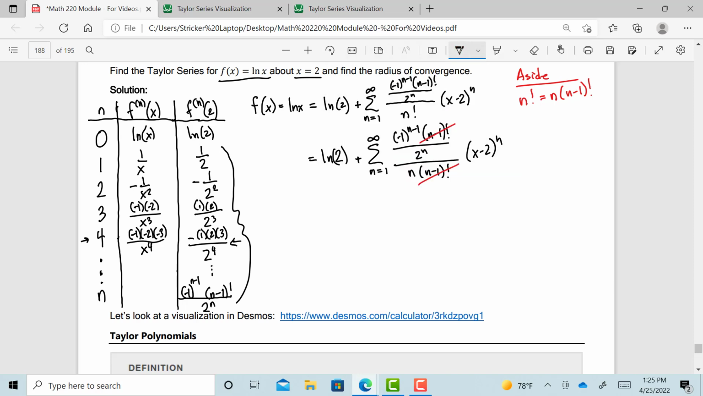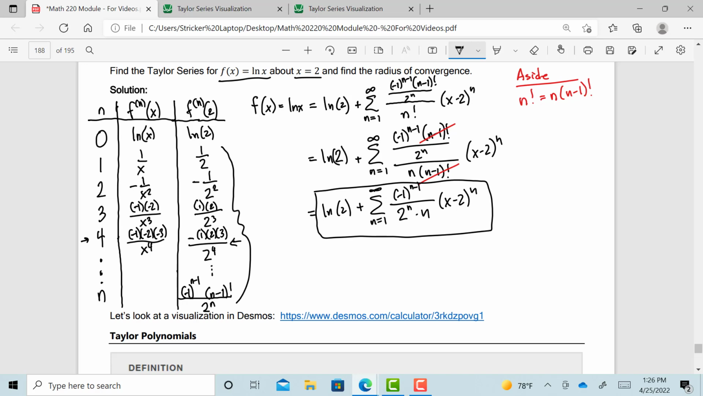And so let's write this one more time. This is the natural log of 2. Our series is going to look like negative 1 to the n minus 1 over 2 to the n times n, and then we have our x minus 2 to the n. And that's our Taylor series.